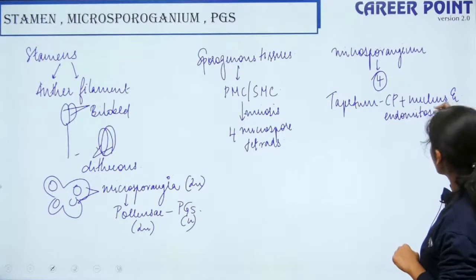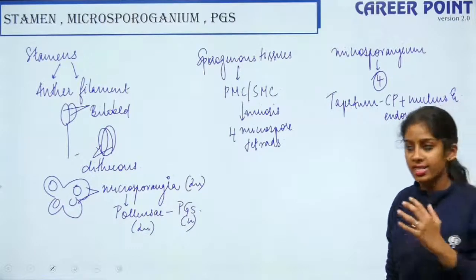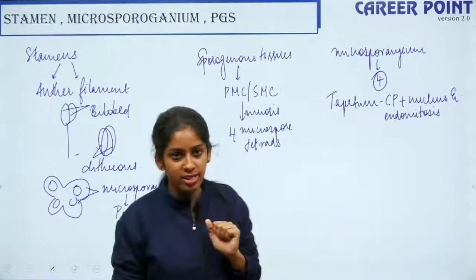So it follows endomitosis, where your karyokinesis is not followed by your cytokinesis.